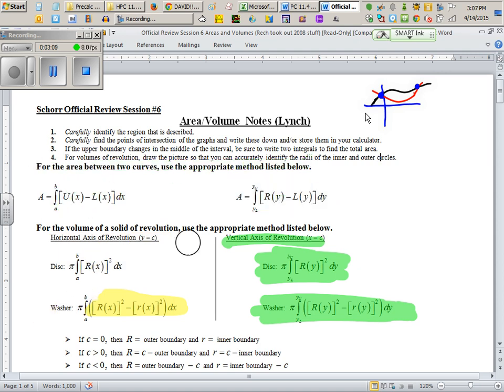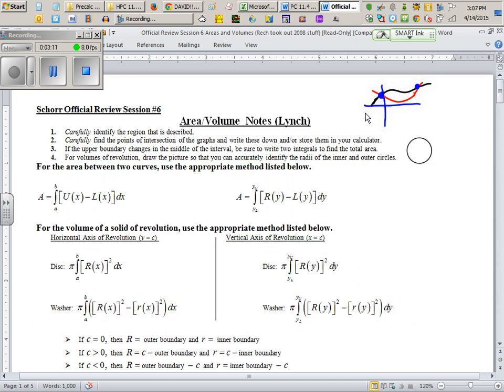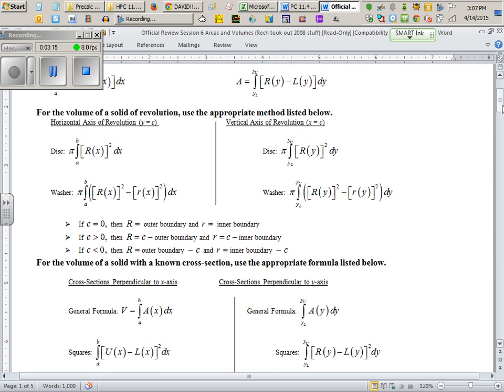And then Mr. Lynch has a long list of possible scenarios here. So like if you keep reading, you'll see if C is equal to 0, then R is equal to an outer boundary, and little r is the inner boundary. If C is a number greater than 0, then C minus the outer boundary is your bigger radius, and C minus the inner boundary is your small radius. And if C is negative, then it's sort of the other way around. It's outer boundary minus C is your bigger radius, and inner boundary minus C is your smaller.